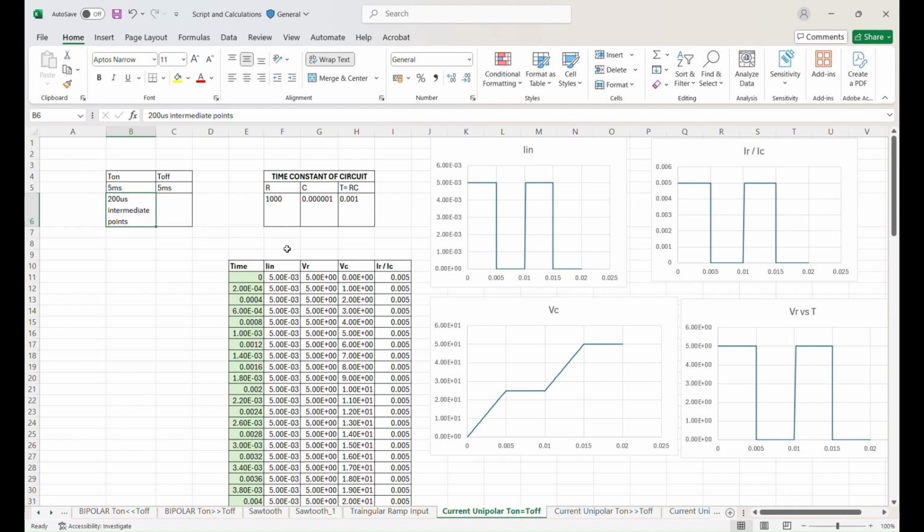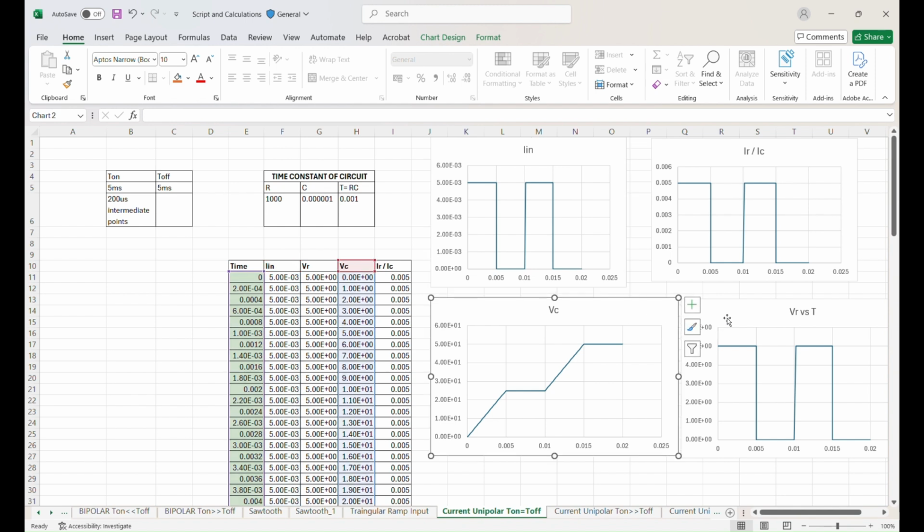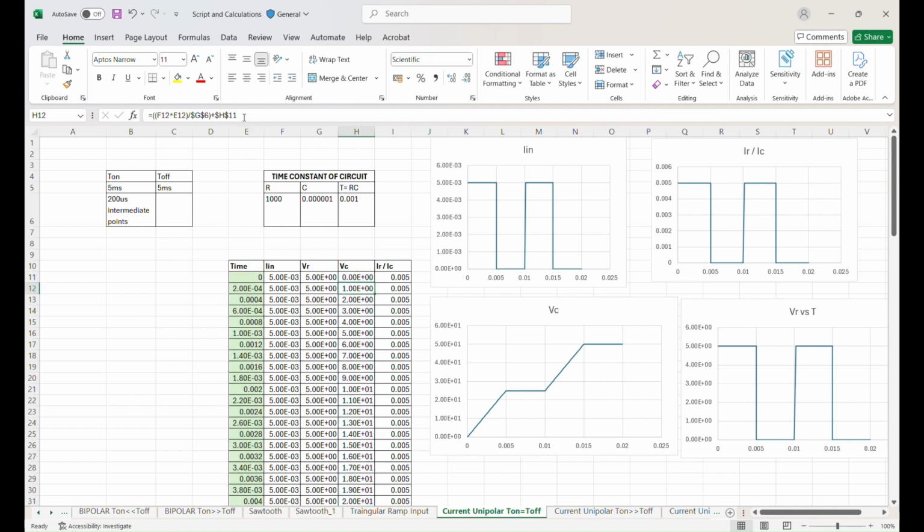Now on plotting it, we can see how input current has transformed the voltage across the capacitor, the voltage across the resistor and the current flowing through the circuit. The voltage across the capacitor can be calculated using the same equation, I into T by C plus V initial. And similarly, voltage across resistor is input current into resistor. Current flowing through the circuit is VR by R.